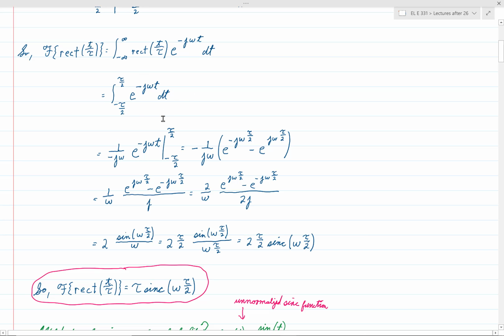Now this is not a bad integral at all. This has almost the form of e to the u du, but we need a minus j omega on the inside and a 1 over minus j omega on the outside. And so then we can integrate this, and of course when you integrate e to the u du, you just get e to the u, and then we evaluate that from -tau/2 to tau/2, and so we will get this expression right here.